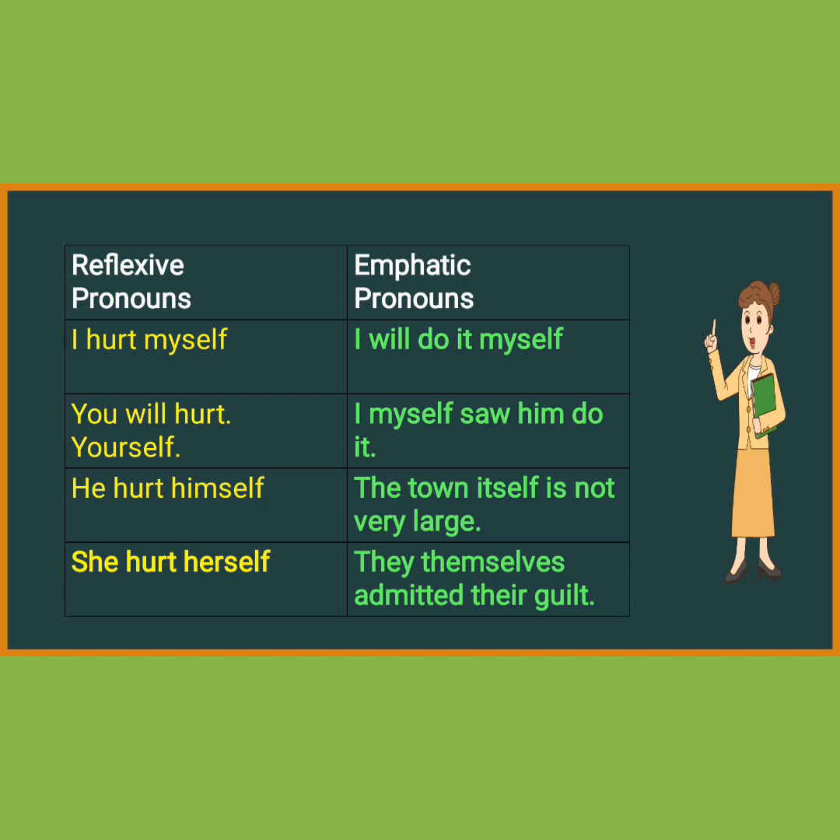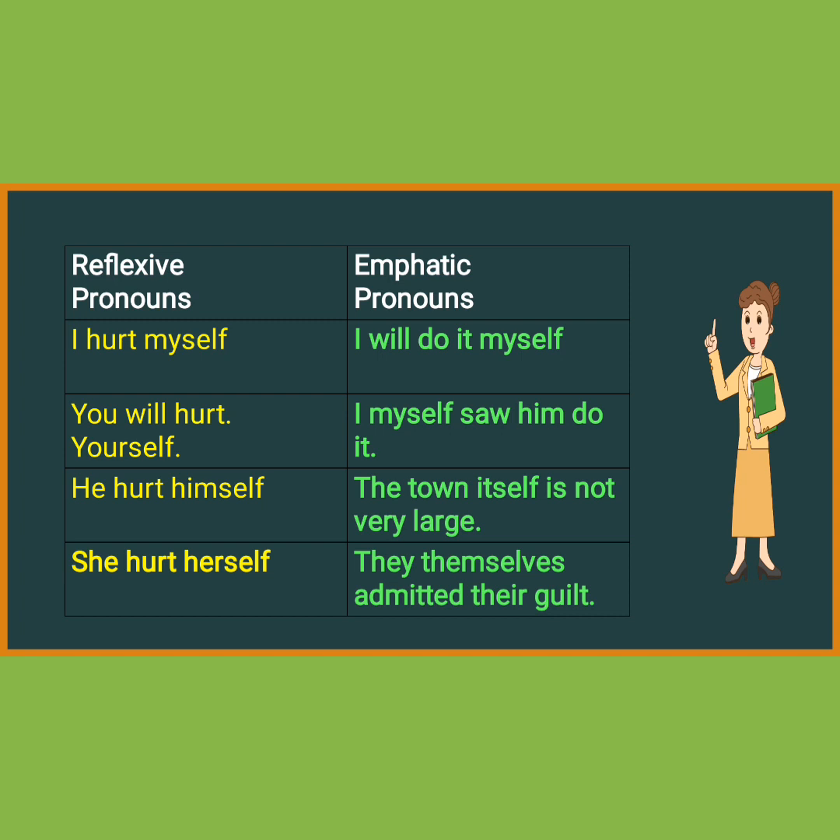Now I will read out the examples from the right hand corner, emphatic pronoun. I will do it myself. I myself saw him do it. The town itself is not very large. They themselves admitted their guilt. Now I want you children to look at both the tables, and I have highlighted them with different colors.